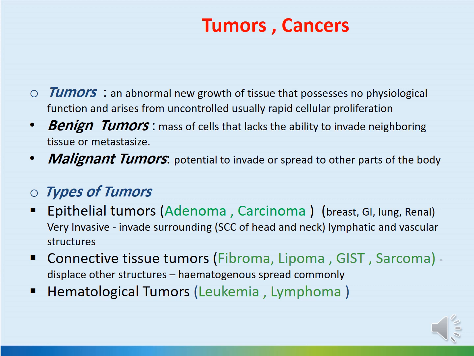The third type of tumor is hematological tumors, like lymphoma or leukemia. These types of tumors are systemic tumors, and here there is no role for surgery, unless maybe we can do some types of surgery just for diagnosis or staging, but no role for surgery as a primary treatment for this type of tumor.